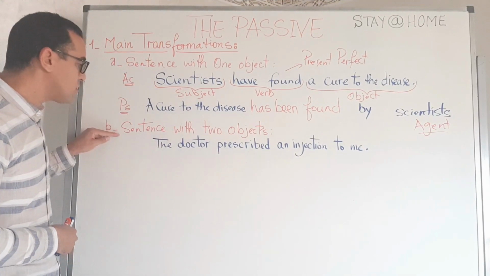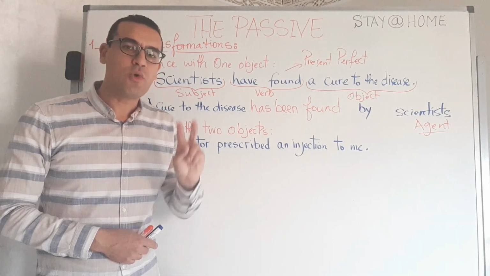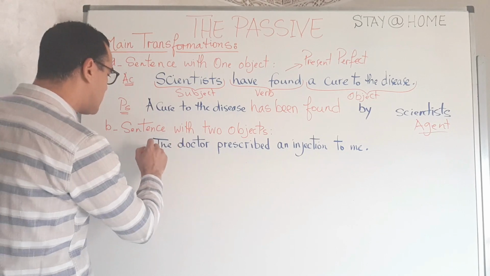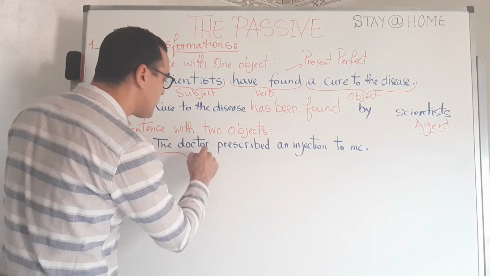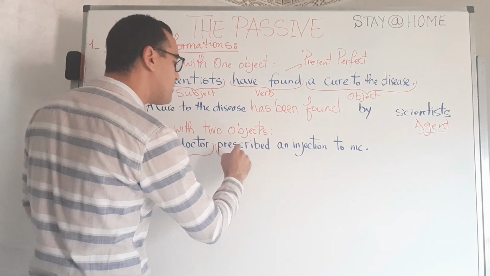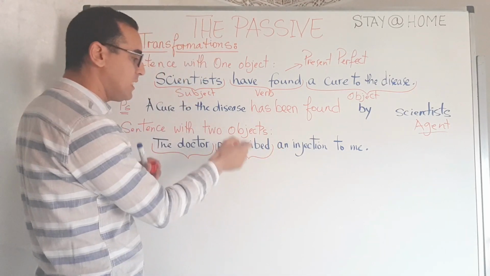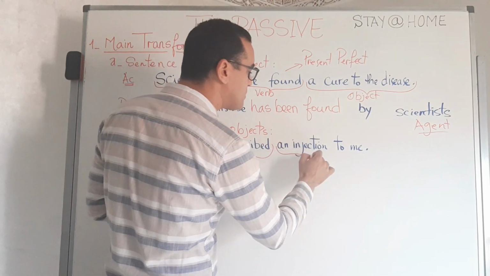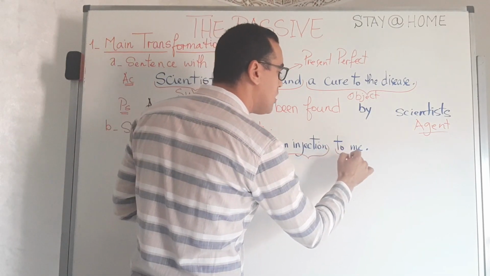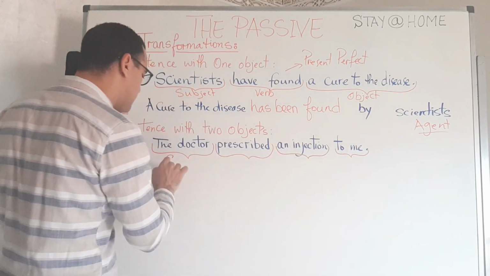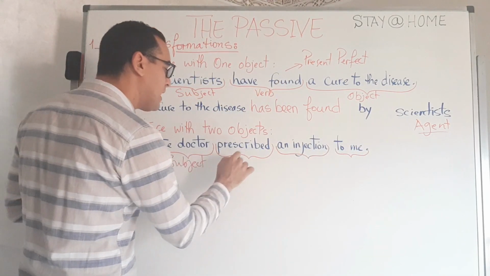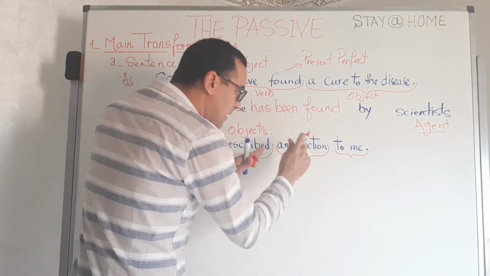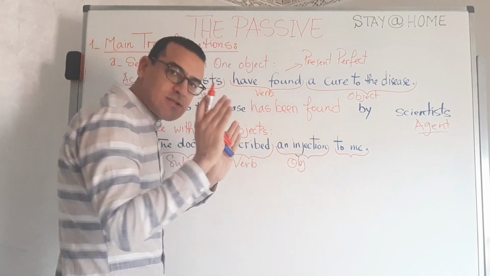Let's go to the second category here. What about sentences with two objects? As you can see, we're going to determine again the different word categories. The doctor is the subject. The verb is prescribed, in the past simple. What? An injection is object 1. To me is object 2. So please remember, we have subject, verb, and then object. Remember these word categories this way.